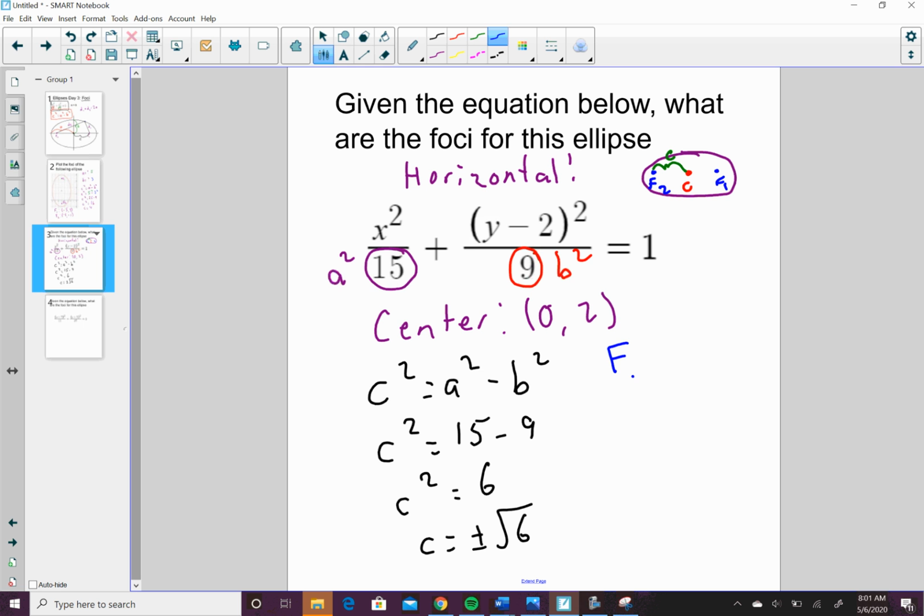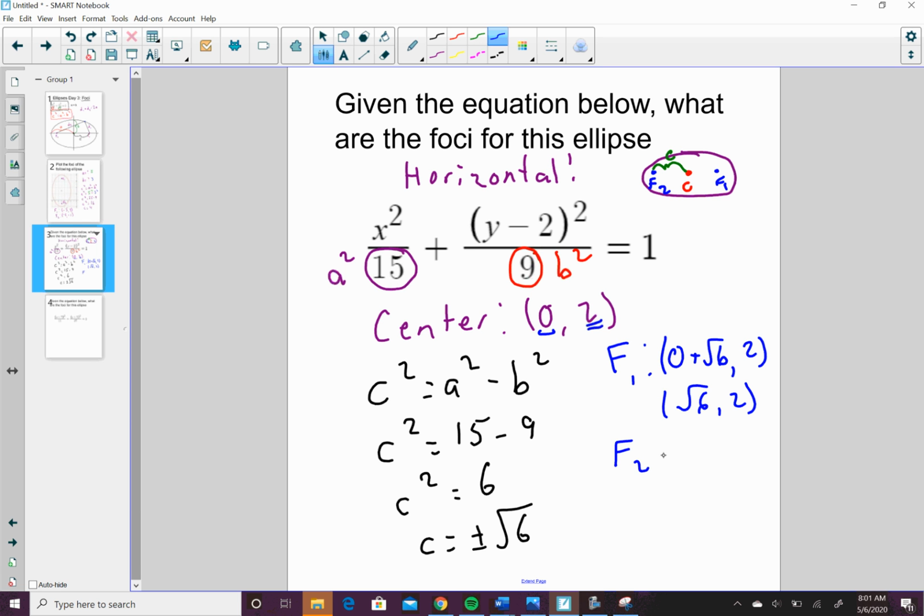Well, F1, in this case, I went from the center and I added an x value to get to F1. So that means I'm going to take my x value of the center, which is 0, and add square root of 6. And my y coordinate, I'm not changing, so it's just going to be equal to the y coordinate of the center, which is 2. So it's square root of 6, 2.